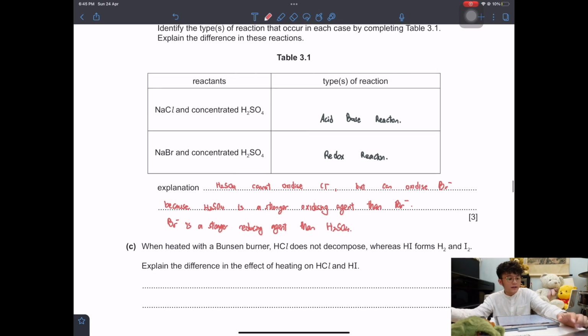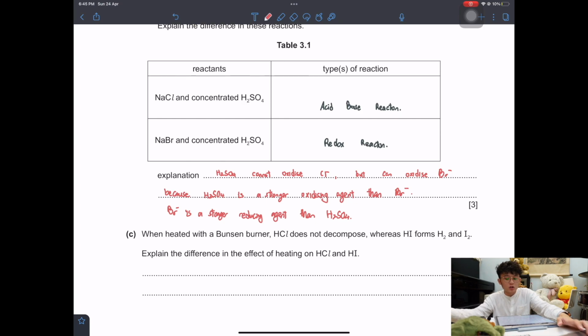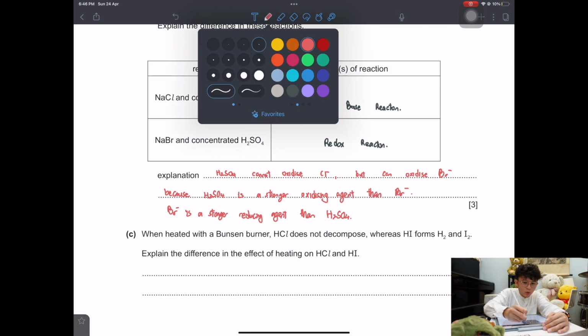Okay, next, when heated with a Bunsen burner, HCl does not decompose, whereas HI forms H2 and I2. Explain the difference of heating HCl and HI. So I know that going down, your thermal stability decreases, right? HCl is more thermally stable. So I can say that HCl is more thermally stable.